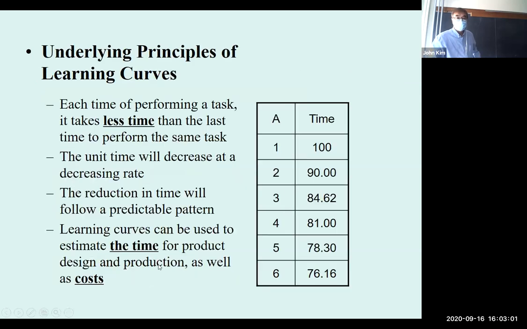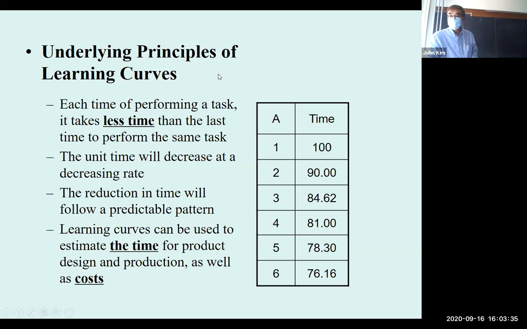And then there are some underlying principles of learning curves. Each time of performing a task, it takes less time than the last time to perform the same task. As you can see, first time 100, next time 90, and so on like that. The unit time will decrease at a decreasing rate.